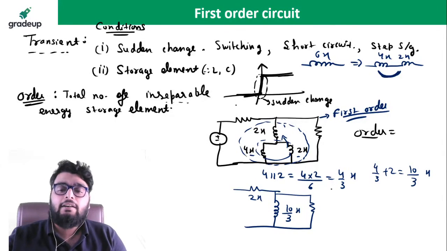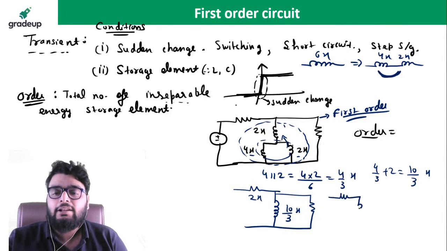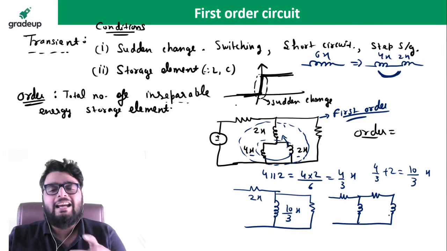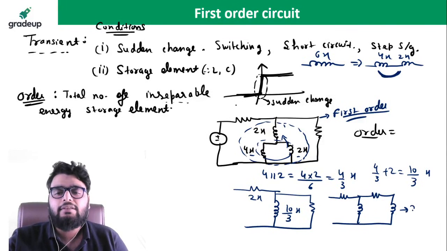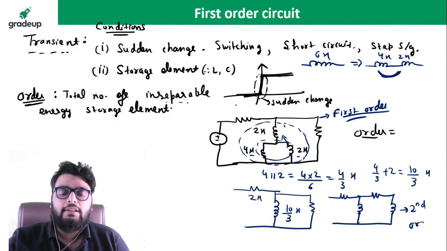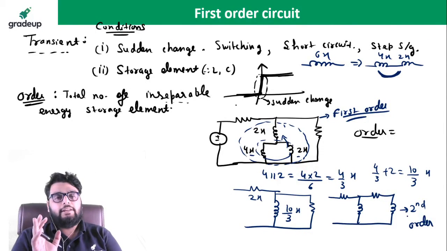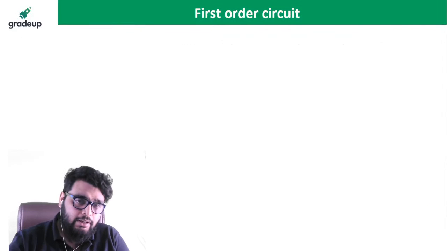Fine. But let us suppose the circuit is like this. Here you can see I have 2 inductors. I cannot combine them. So this is a second order circuit, because I cannot combine the 2 inductors here. Fine. Next.